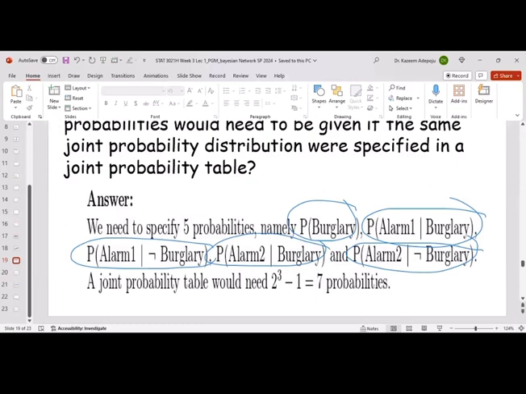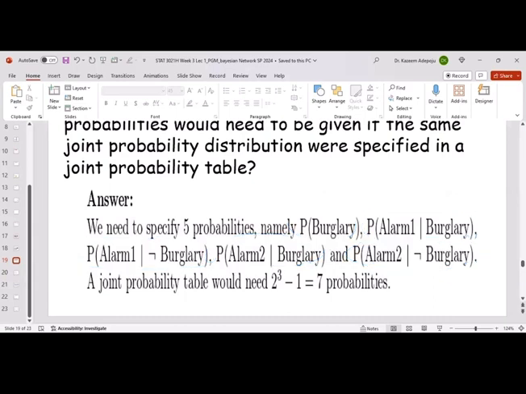Now, how many do we have here? 5. And what is the total? Without looking at the structure, if I base it on the number of variables and the levels within each variable, it's going to be 7 probabilities. But looking at the structure, it's going to be 1, 2, 3, 4, 5. Does that make sense?